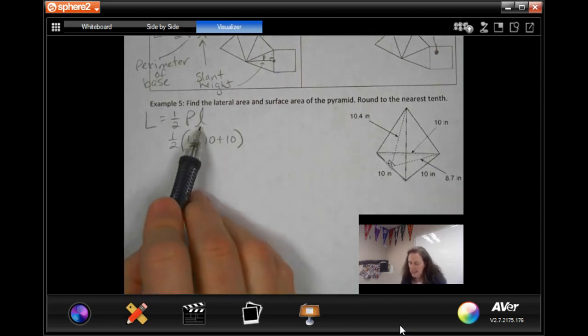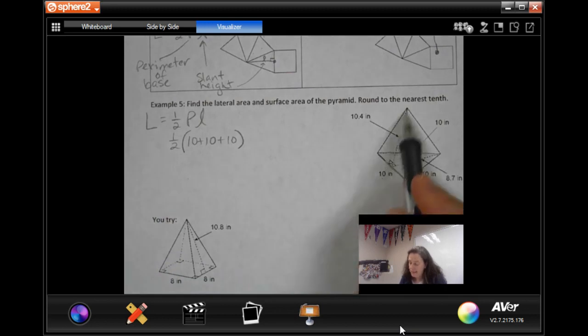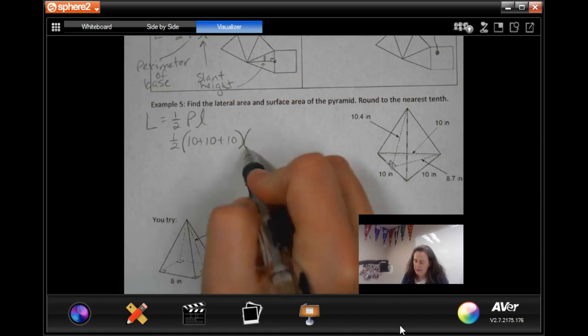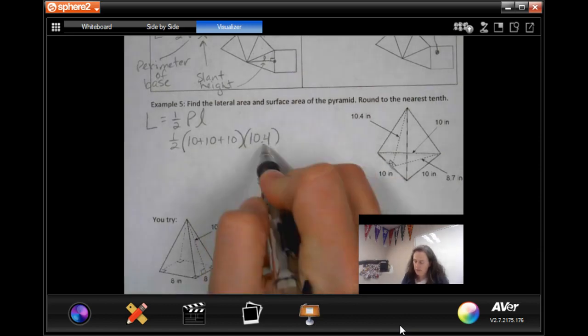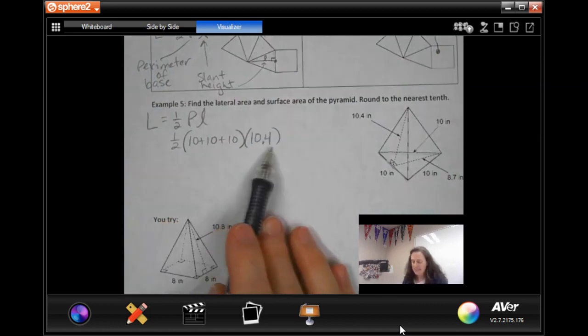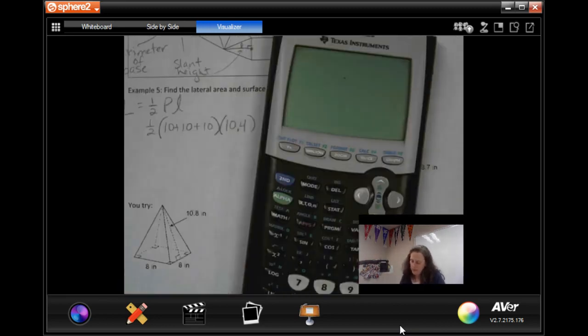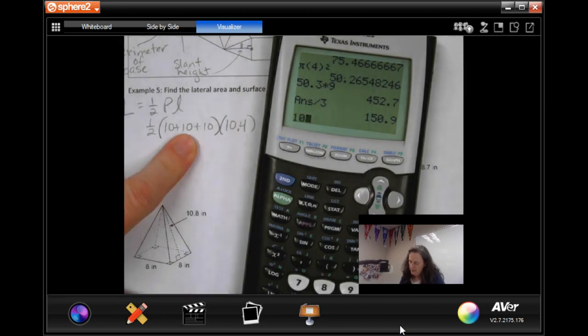And then we have to multiply it by the slant height. So they did show us what the slant height is. It goes up the side of one face in the center. It meets the vertex and the base, and it forms a right angle. It is 10.4. So those are the numbers. We got the perimeter of the base triangle, the slant height, multiply that by 1/2. I don't have a calculator. Let's try it. So I'm going to add those. 10 plus 10 plus 10 is 30.